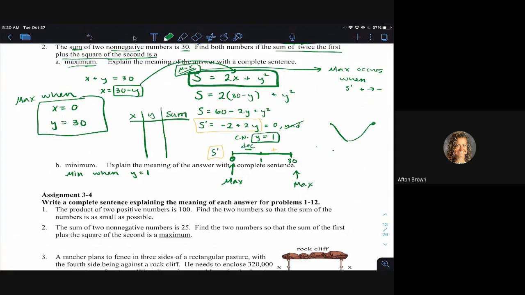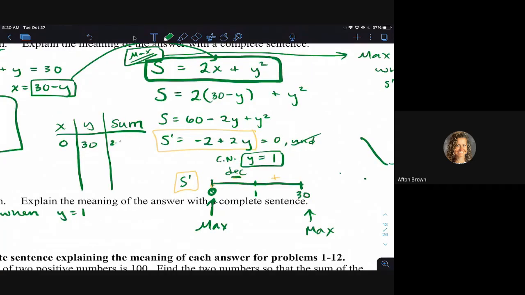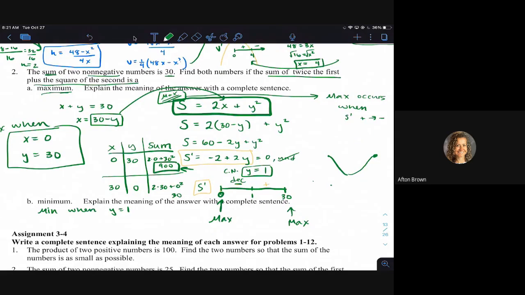So if x is 0 and y is 30, our sum would be 2 times 0 plus 30 squared, which would be 900. So the sum would be 900. Versus if we switched them and we said x is 30 and y is 0, we'd have 2 times 30 plus 0 squared. That's 60. So the max actually occurs right here. So I said it right, but I got lucky in saying that it was x is 0 and y is 30. So we did have to compare to see which one was the bigger max.